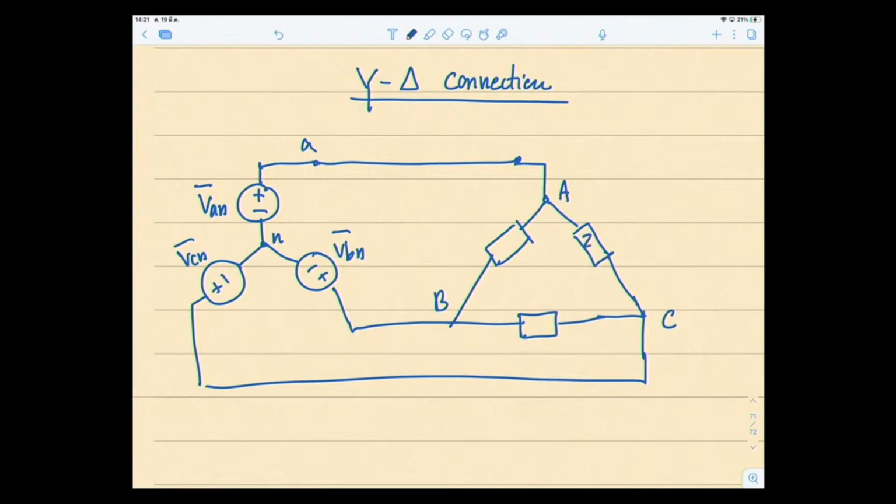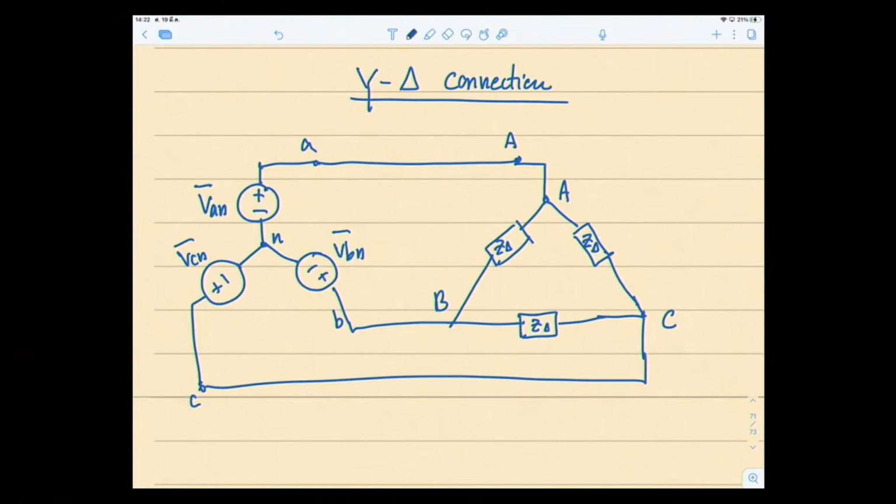Okay, so Z delta, they're balanced, so they're the same. Let's call it Z delta. Okay, so Y on the source side and delta on the load side. Y delta connection. Right, so let's see. This is of course A, right? This B right here, small b, small c, this capital C.